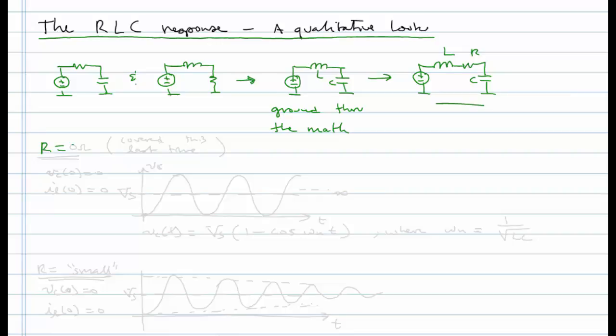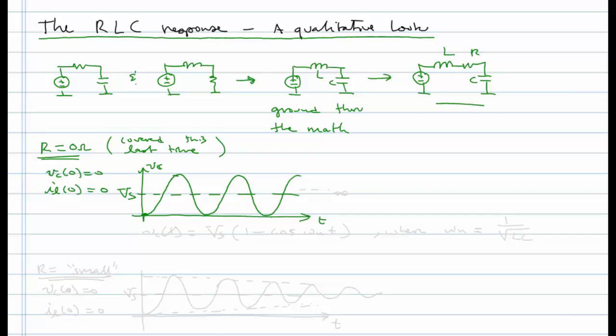So let's first consider the case where R is 0. That was what we did last time. We also had initial conditions of IL and VC of 0. And here's the response that we had in time. We had a steady state response of Vs, and it started at 0. This is Vc that I'm plotting, and it went up and down forever.